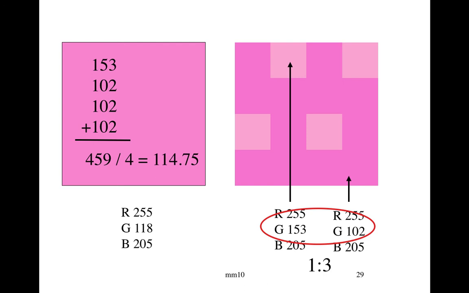Just for this example, I set the red values the same and the blue values the same, just so there was only math to be done. So we count 153 once and we count the 102 three times. This gives us an average of 114.75, which, as you can see, isn't exactly 118, but it's close enough. And we already concluded that humans suck at color anyway, so it's close enough.